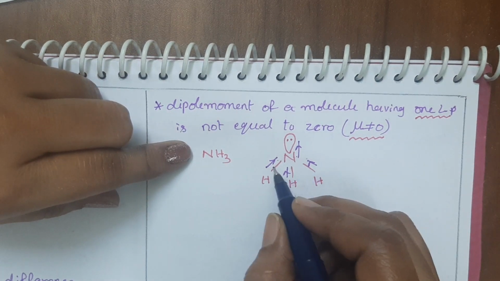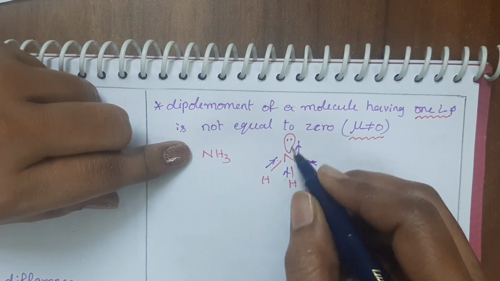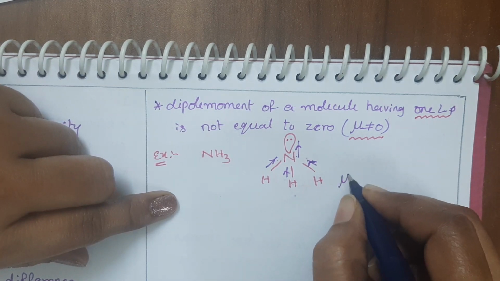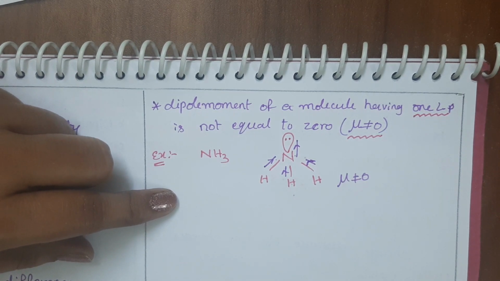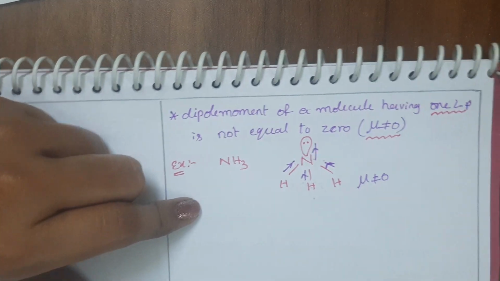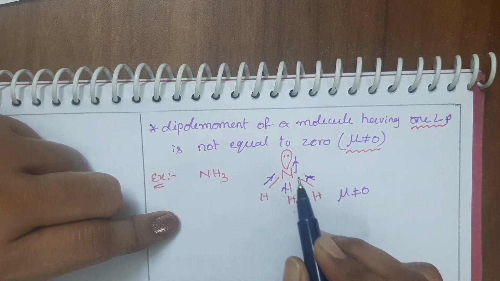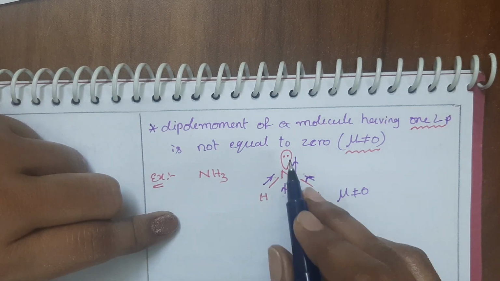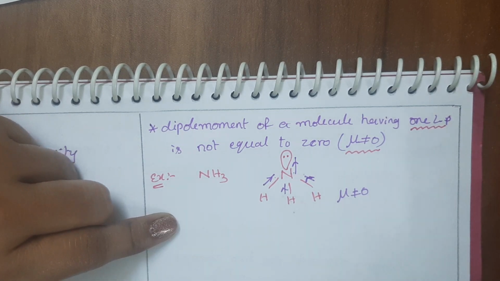See here, these two will get cancelled and these two we should add. That's why mu is not equal to 0 for this molecule, because of the lone pair of electrons. Here there are the dipole moments mu1, mu2, mu3, mu4. Two dipole moments will get cancelled and two dipole moments we should add. So mu is not equal to 0.